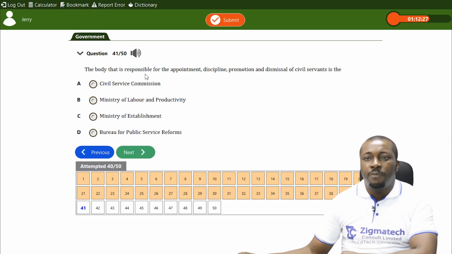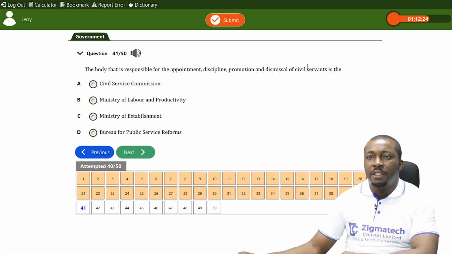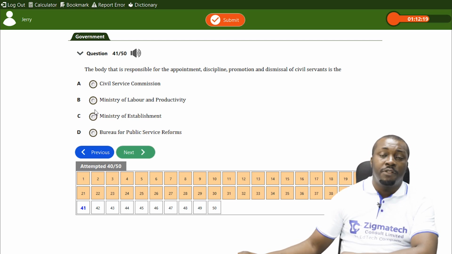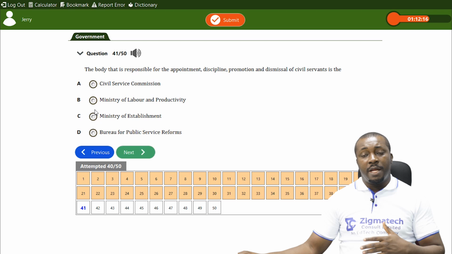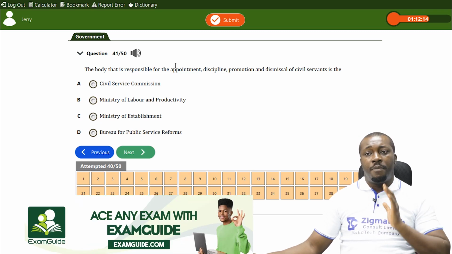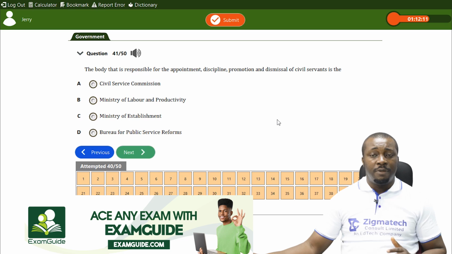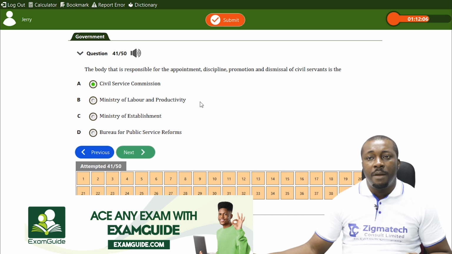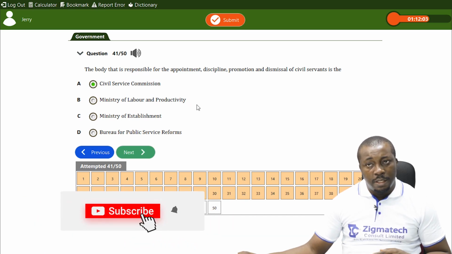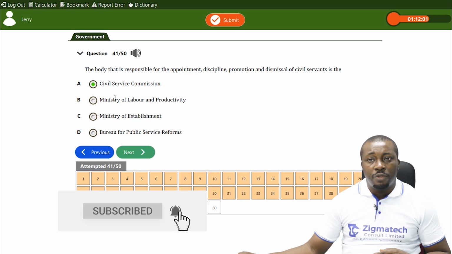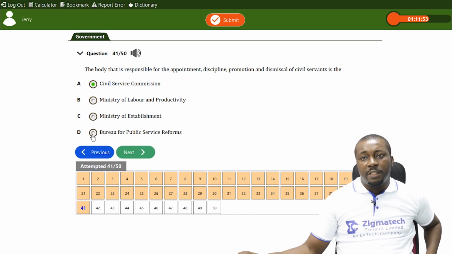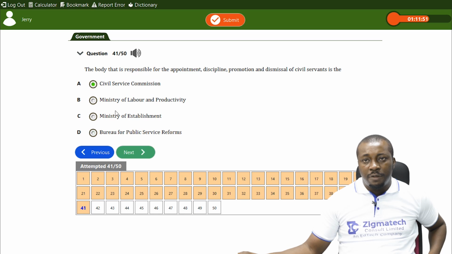Now, the body that is responsible for the appointment, discipline, promotion, and dismissal of civil servants. Remember, when we did the civil service, we talked about a body responsible for appointment, discipline, promotion, and dismissal, and it's no other body than the Civil Service Commission. The Ministry of Labor and Productivity does not do that. Even the Civil Service Commission recruits the staff of the Ministry of Labor. It's not the Ministry of Establishment. It's not the Bureau for Public Service Reform. So the answer is the Civil Service Commission.